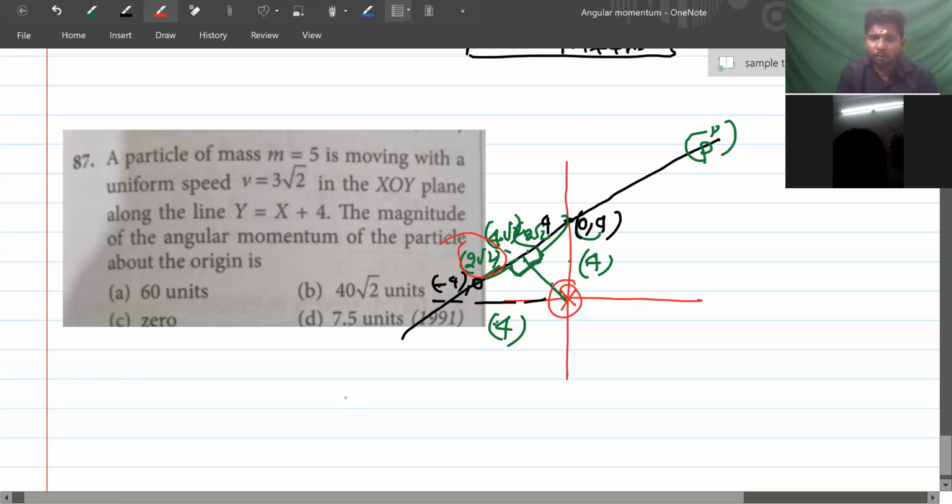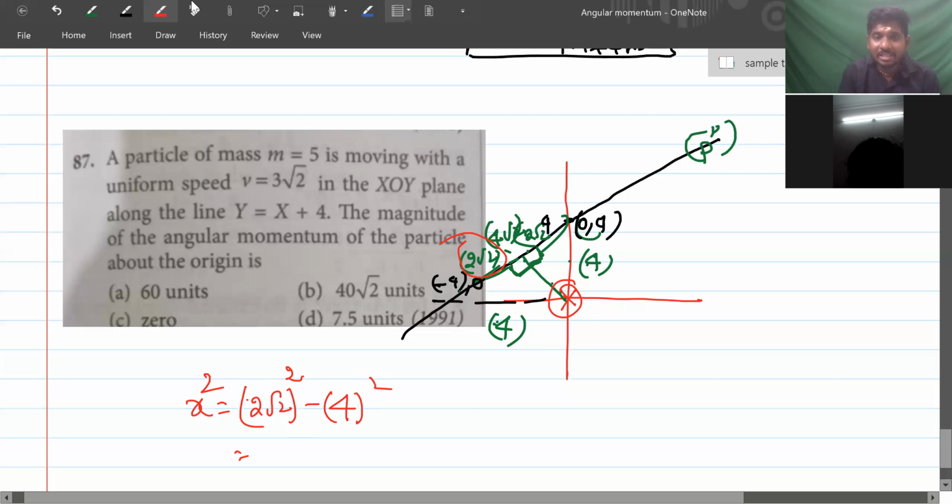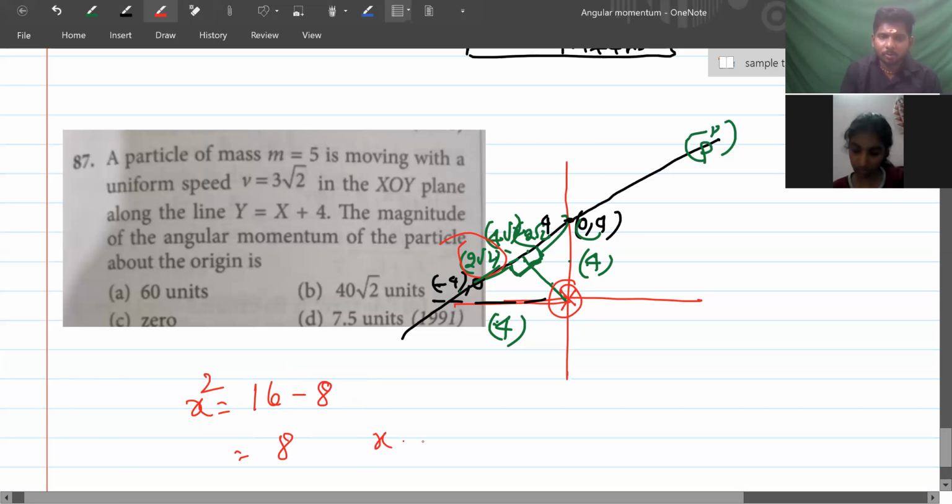The hypotenuse is 4, so x squared is 4 squared minus 2 root 2 whole squared, which is 16 minus 8, equal to 8. So x is equal to 2 root 2. The perpendicular distance is 2 root 2.